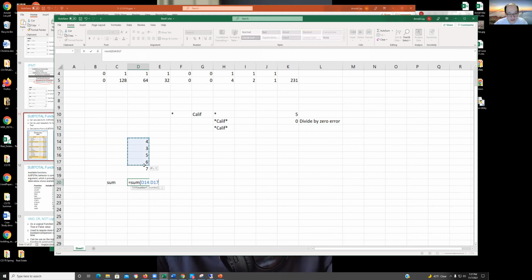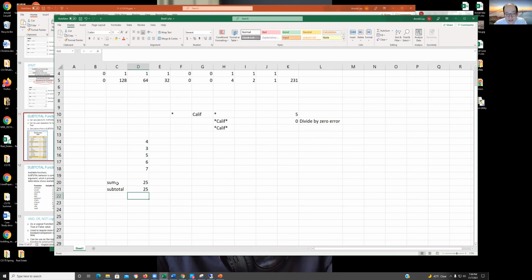Sum of this to this, 25, right? And then I'm going to do subtotal. Okay, where is the sum here? It's this one. Okay, so here, like that. And then I'm gonna take the same range again. So now that's also 25.